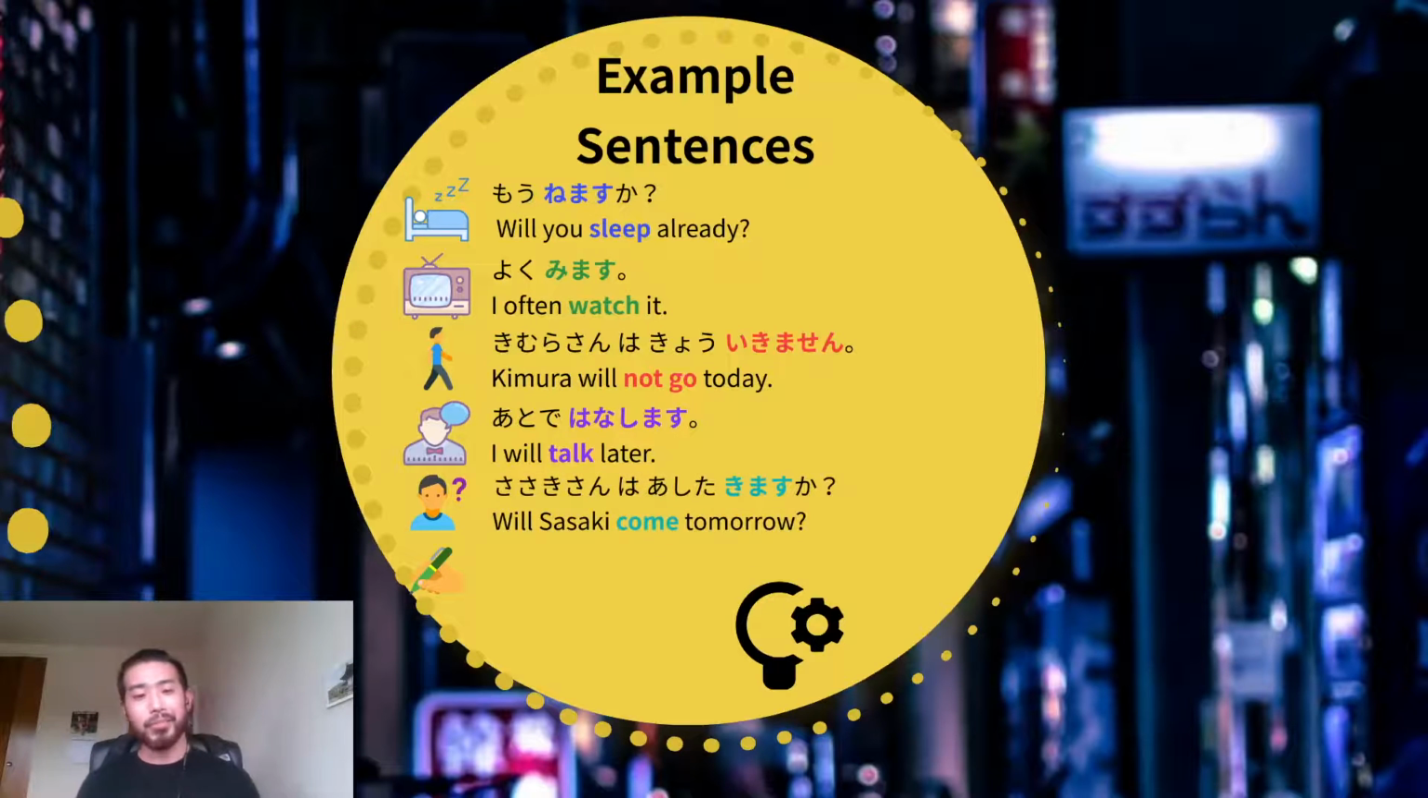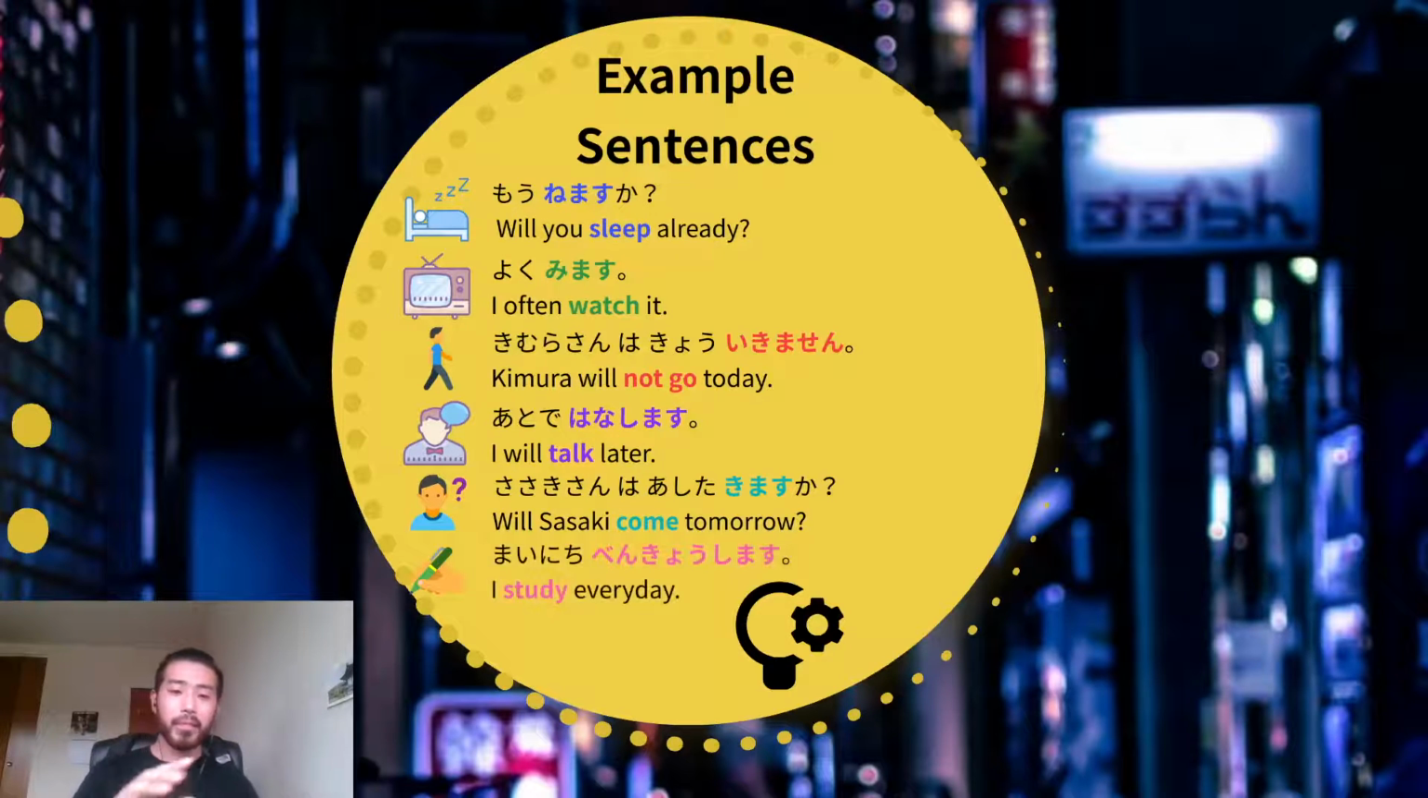Will Sasaki come tomorrow? 佐々木さんは明日来ますか? I study every day. 毎日勉強します. So as you can see from the examples, depending on the context, sometimes it's a future tense, sometimes it's a regular action, present tense.